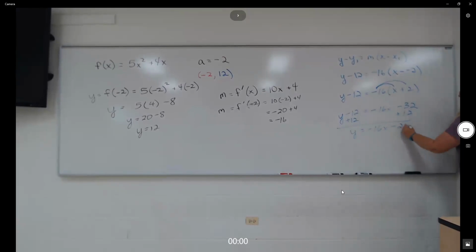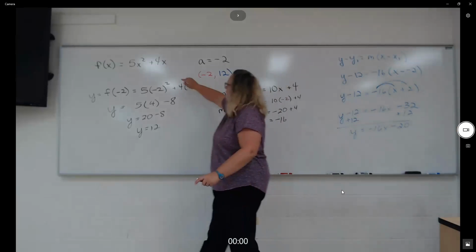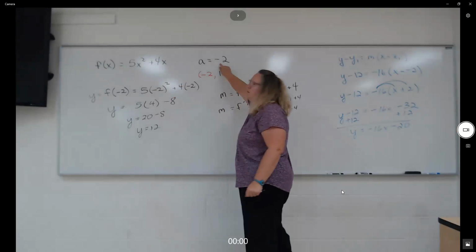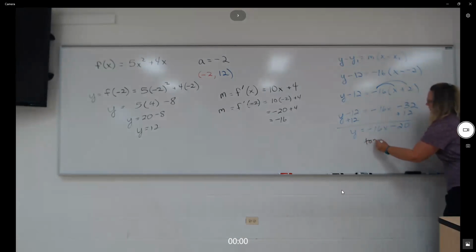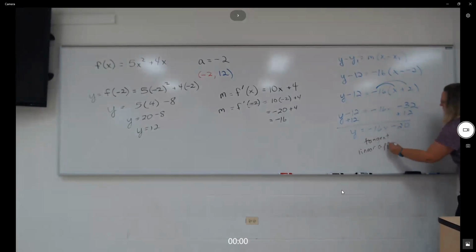-16x minus 12. All right. What is that? That is the tangent line on this graph at -2. And so this is the tangent line. And we can also use it as a linear approximation, as long as I am around -2.